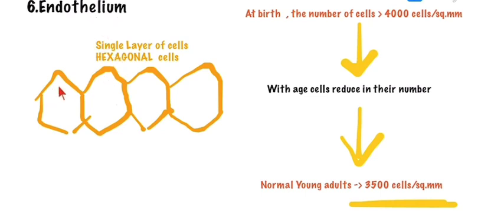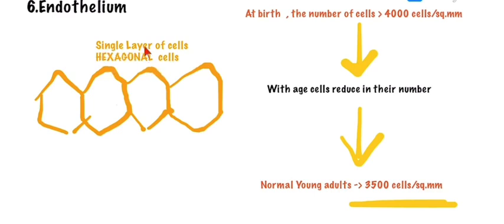The sixth layer. Very simple because it has only a single layer of cells, no complications. It doesn't have 2 to 3 layers, or 4 to 5 layers. It's as simple as this. It has only a single layer of cells, and they are all hexagonal cells, just like this. So what do you have to know about the cells?